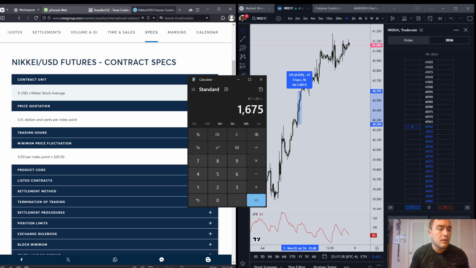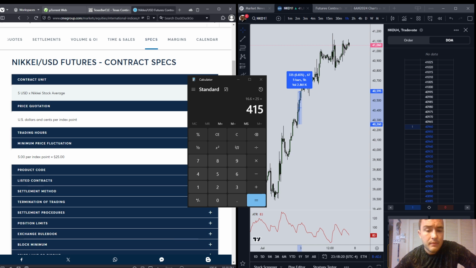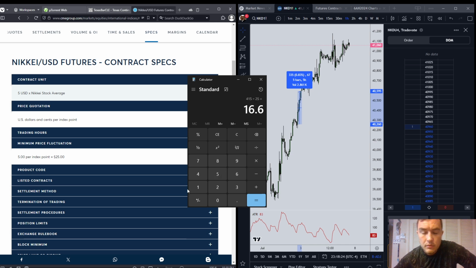So it's $1,675. Guys, the Nikkei at that $25 a tick is basically like silver. It's a very big contract is what you need to know. So on average, if it's moving 83 times 25, on average it's moving a lot. On average, it's moving $415 an hour, and that's our latest ATR. What you need to know, guys, is that the Nikkei moves a lot, and it's $25 a tick.